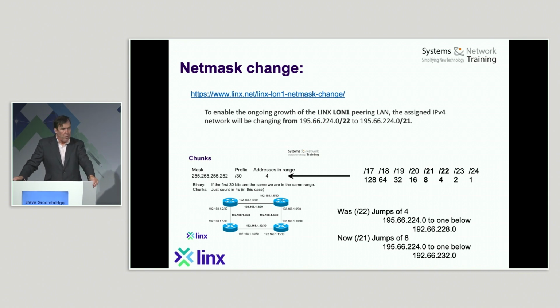The start is still the same, 195.66.224.0, so you don't need to change any existing addresses, but the new end will be one below 232. Where do we get the 232? 224 plus 8 equals 232. Anyway, that's the Netmask change, and there will be an exam question coming up on that.